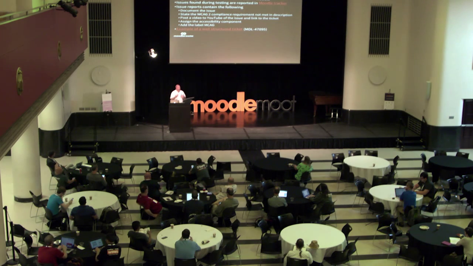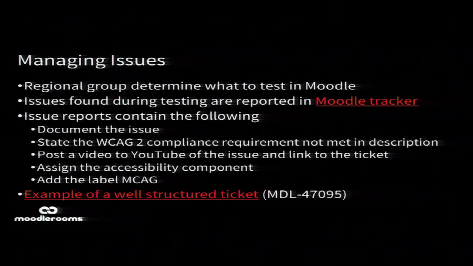When we report an issue, we document what the issue is in the best text that we can describe it as. We work to state the WCAG 2 conformance that it does not meet, and then if possible, we actually link to that document. That again is to help a developer understand what it is I'm supposed to be doing, and then oftentimes those compliance pages will give suggestions on how to resolve the issue as well. We also post a video. We post those videos to YouTube and then link them to the ticket, and I'll actually show you a video in a second of a test that Aaron has done. And then finally, we add in the accessibility component so that we can track what accessibility tickets are out there. And then we add a label for MCAG, and that identifies to the Moodle core developers that this has been validated by the accessibility community as an issue of importance.